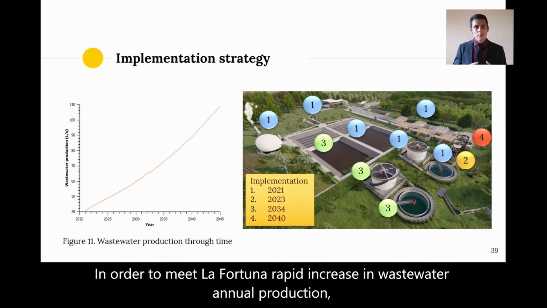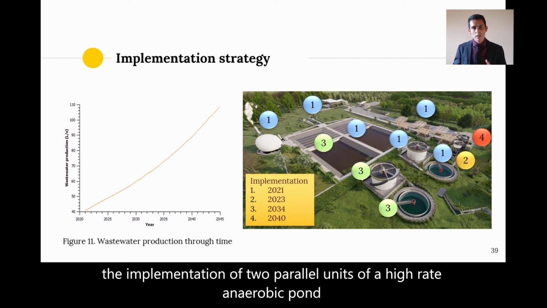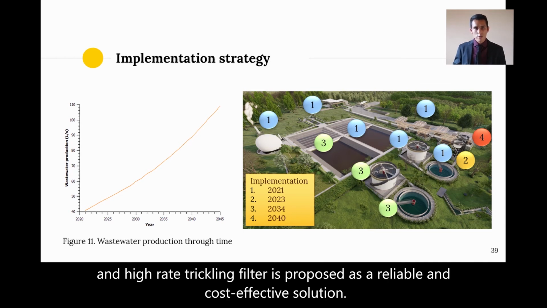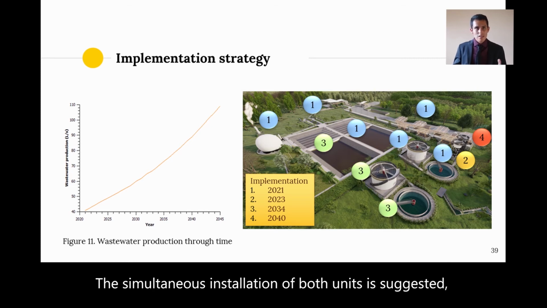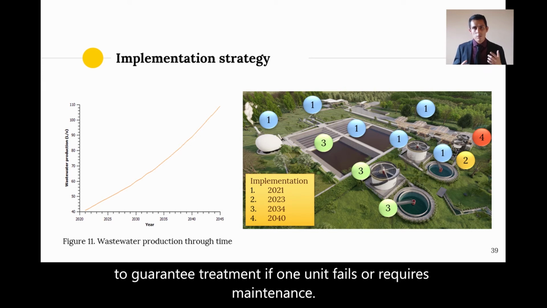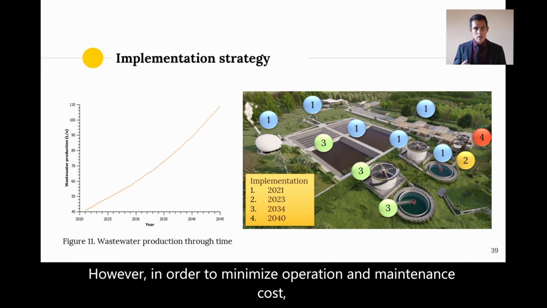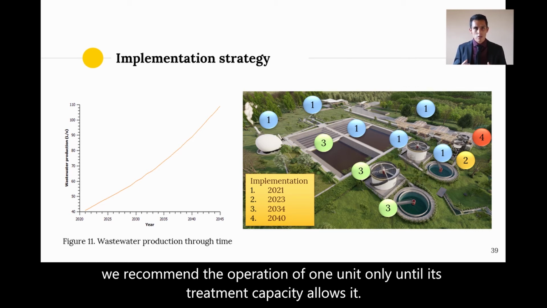In order to meet La Fortuna's rapid increase in annual wastewater production, the implementation of 2 parallel units of a high-rate anaerobic pond and a high-rate trickling filter is proposed as a reliable and cost-effective solution. The simultaneous installation of both units is suggested to guarantee treatment if one unit fails or requires maintenance. However, in order to minimize operational maintenance costs, we recommend operation of one unit only until treatment capacity requires it.